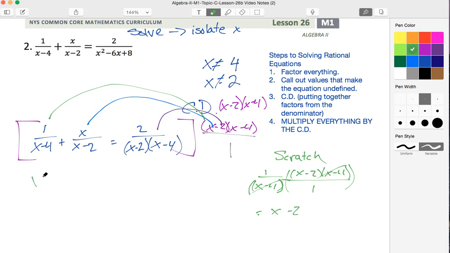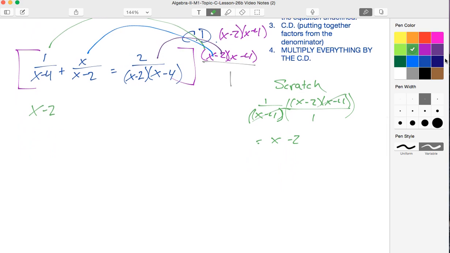So now I'm going to write x minus 2 over here. If you end up not having a denominator here, that's good. That's the whole point of why we're doing this, so that we don't have a denominator. Okay.